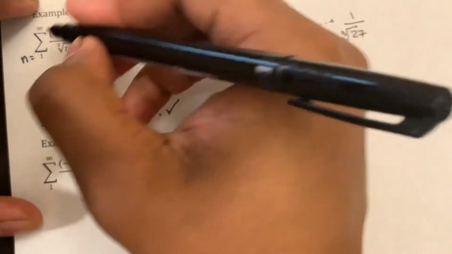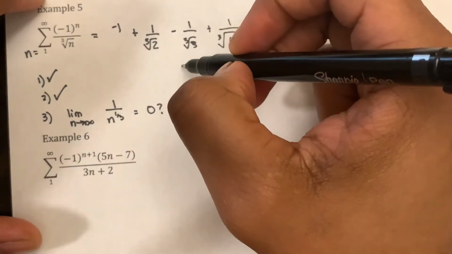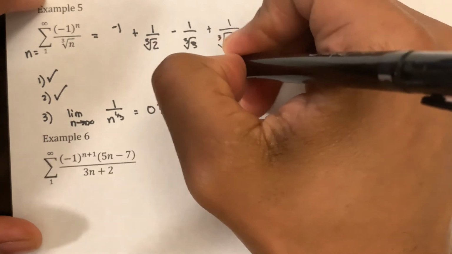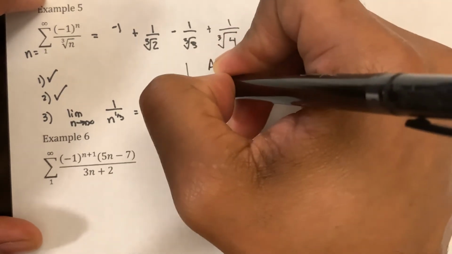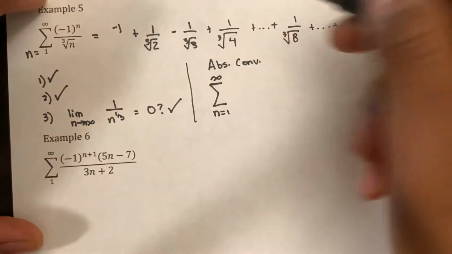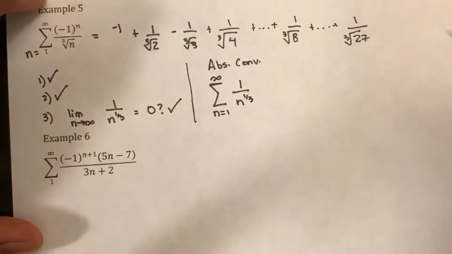So again, we have at least a conditionally convergent alternating series. So the test for absolute convergence is going to give us the series from n equals 1 to infinity of 1 over n^(1/3).